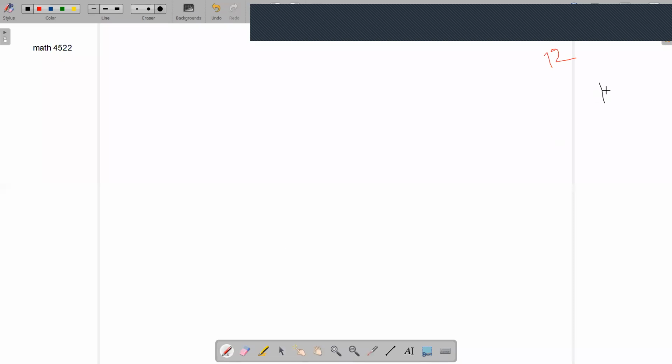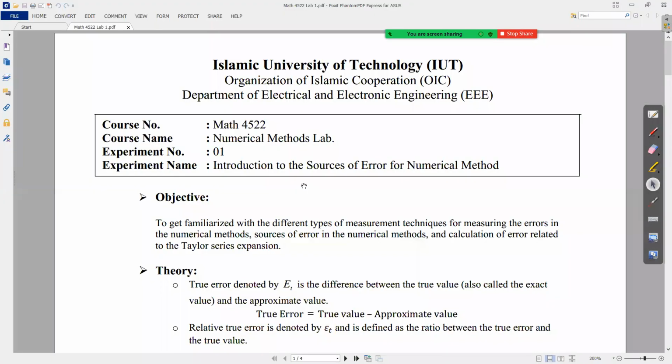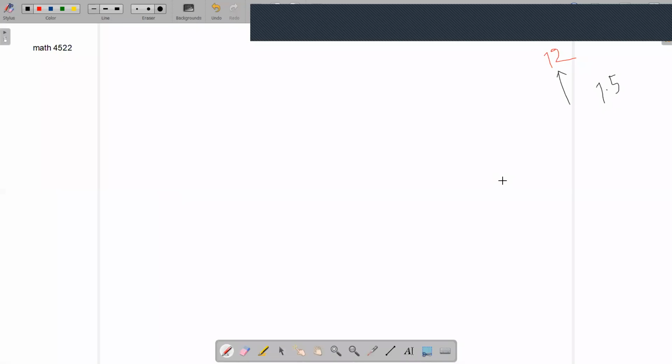And the credit is 1.5 credit, not 2 credit. It is a 1.5 credit course, like your software and hardware lab. It is entirely software, so total 12 experiments. So let's start with the first experiment today. I'll provide you the lab manual. You can see the first experiment is sources of error for numerical method. Now this lab is mostly done in MATLAB. You can also try in Python as well, but Python is not covered in the lab manual. You can try it by yourself.